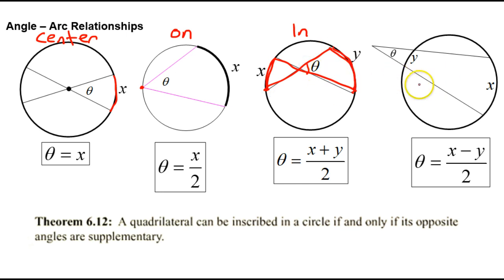Okay, now if the angle is outside of the circle, like this, then the formula is almost the same, but we have to do arc minus arc divided by 2. Those are the two arcs. And you really want to do the big arc minus the small arc so that you will not get a negative number.